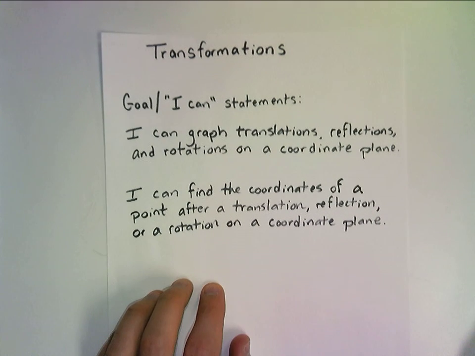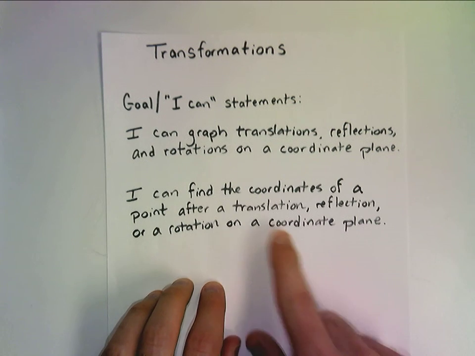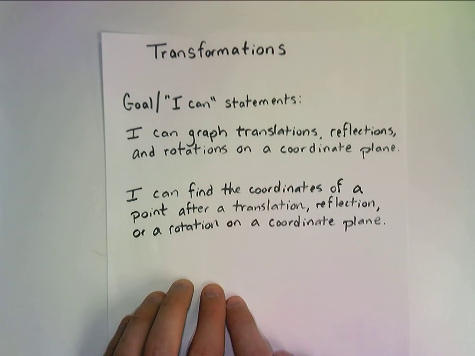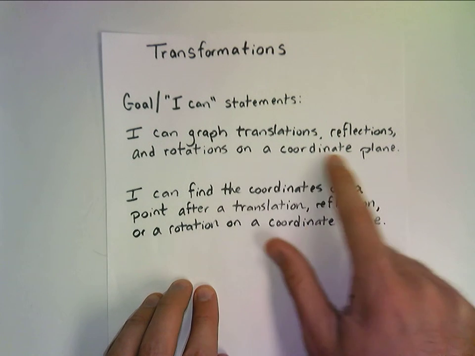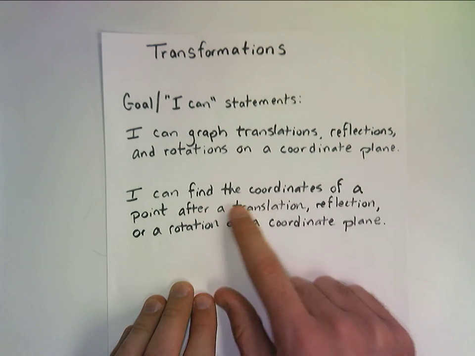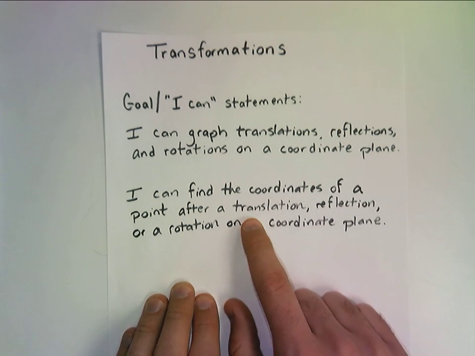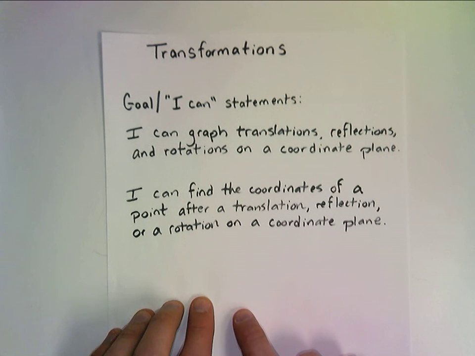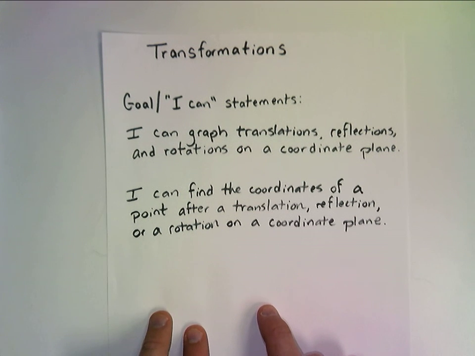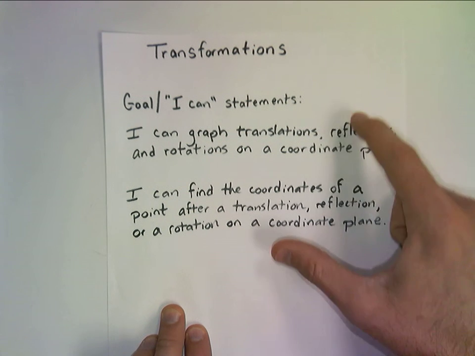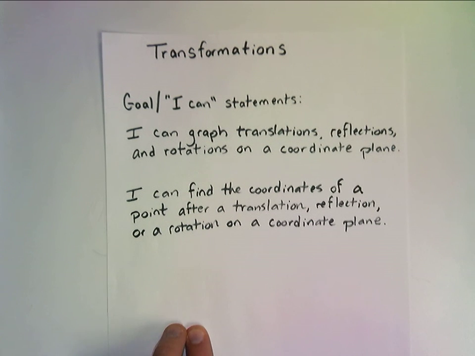Today's seminar is going to focus on transformations. The goal, or I can statements for this lesson are: I can graph translations, reflections, and rotations on a coordinate plane, and I can find the coordinates of a point after a translation, reflection, or a rotation on a coordinate plane. So at this time, if you could please pause the video, write this title in your notebook, as well as the two I can statements.